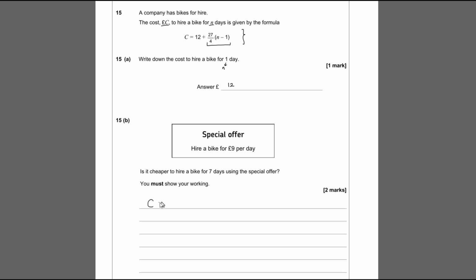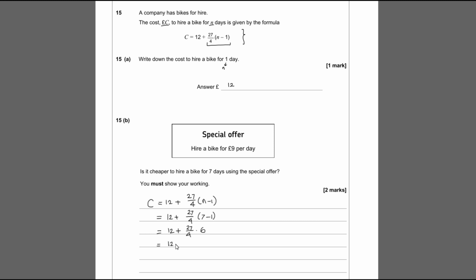The cost is equal to 12 plus 27 over 4 times n minus 1. Now, because we are hiring for 7 days, n is 7, everything else will be the same. 27, this is 4, and this is 7 minus 1. Let's carry on with the next line. 12 will be just 12, nothing changed, and 27 by 4 will stay like that. 7 minus 1 is 6.